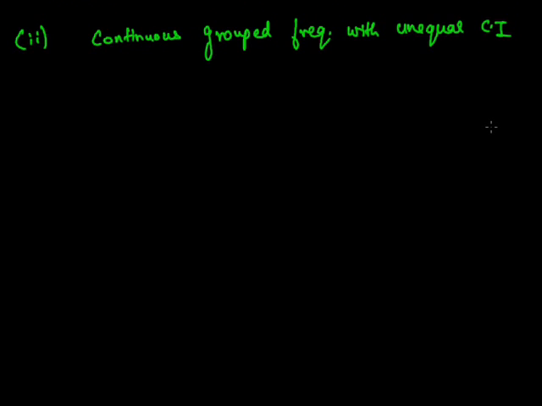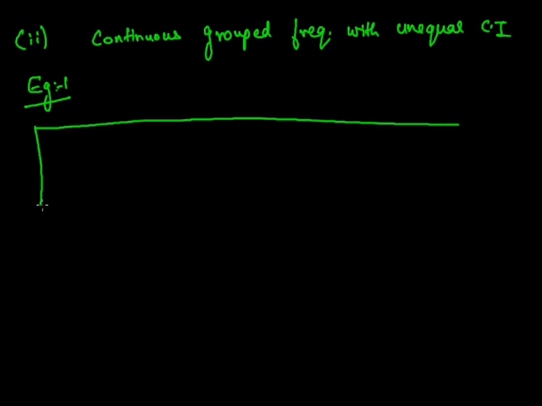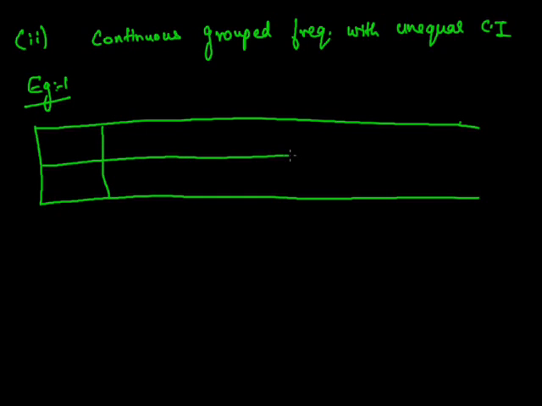So how do we make the histogram in that case? We'll understand this with the help of an example. So we'll directly take one example, and on the basis of that we'll understand how to make the histogram in this case. In this the data is given. Let's take weekly wages and the number of workers.